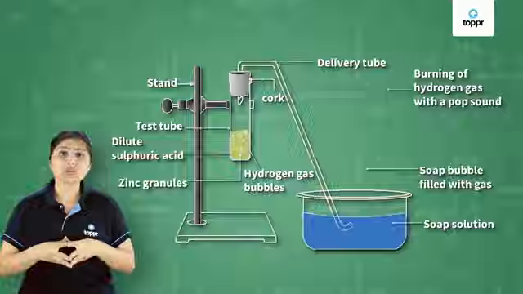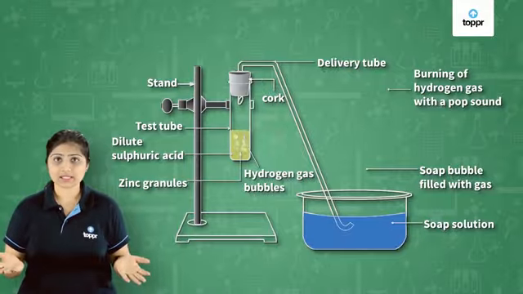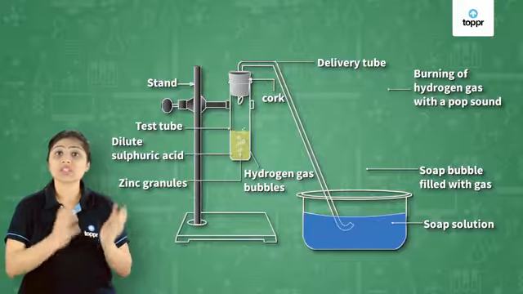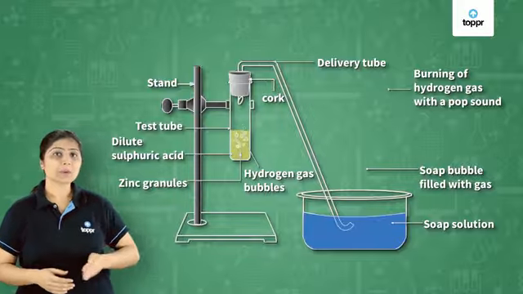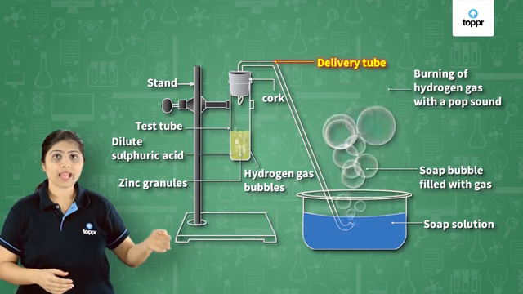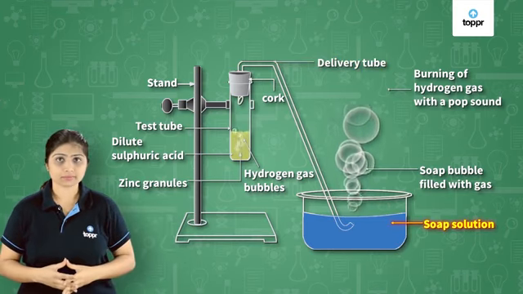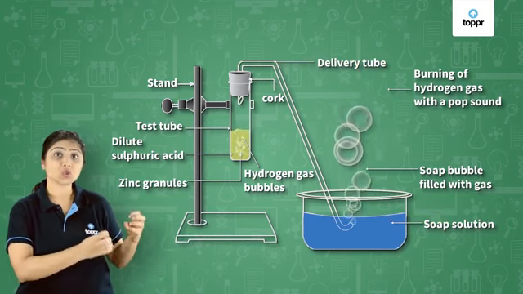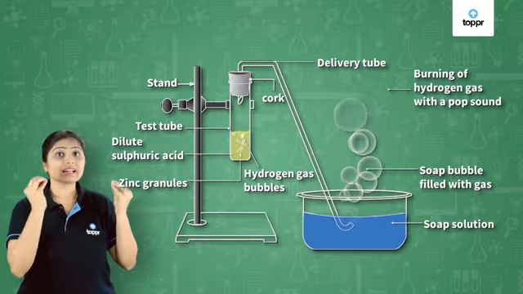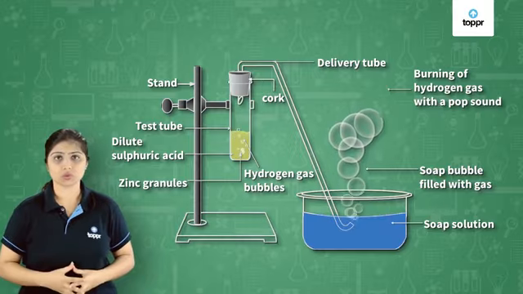Now, the gas which is evolved is colorless and odorless. So, we have to check which gas is evolved. The gas passes through the delivery tube and it passes through the soap solution. We can see bubbles in the soap solution. This indicates that the gas has passed through the soap solution.